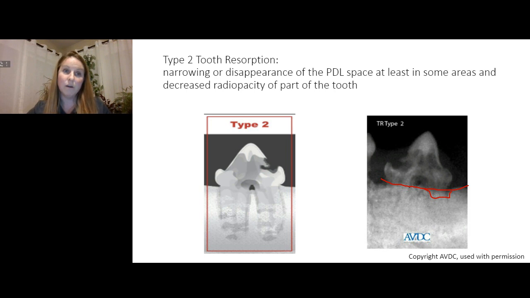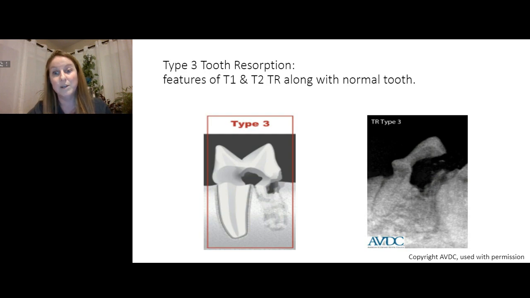Also worth noting is that type 1 kind of looks like an eye. Type 1 can be caused by inflammation, which can be related to periodontal disease. So periodontal disease can go right along with type 1 tooth resorption. Type 3 tooth resorption is when we see characteristics of both type 1 and type 2. That gives us type 3.